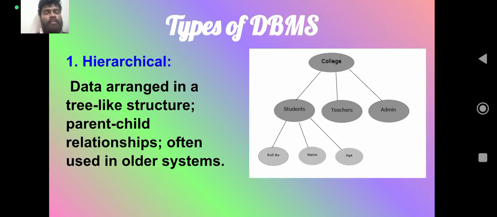And let us see types of DBMS. First one is hierarchical. Data arranged in tree-like structure, parent-child relationship, often used in older systems. And I have given one simple diagram which shows the hierarchical DBMS. You can see college is a root node. Okay, for the college root node there are three children, that is student, teachers, and admin. Okay, this is an example of hierarchical database.